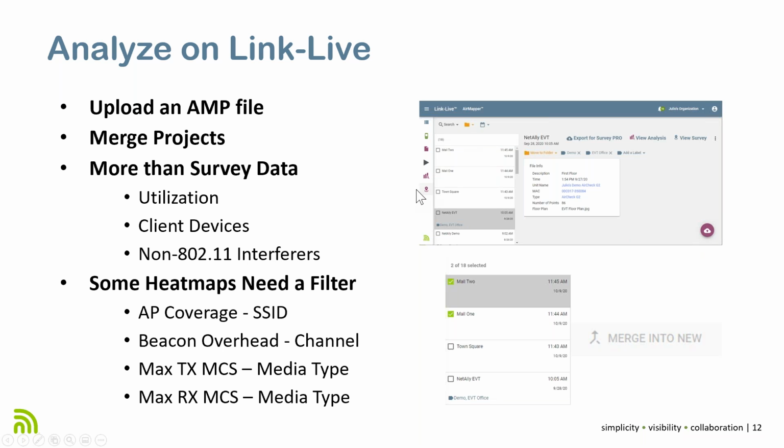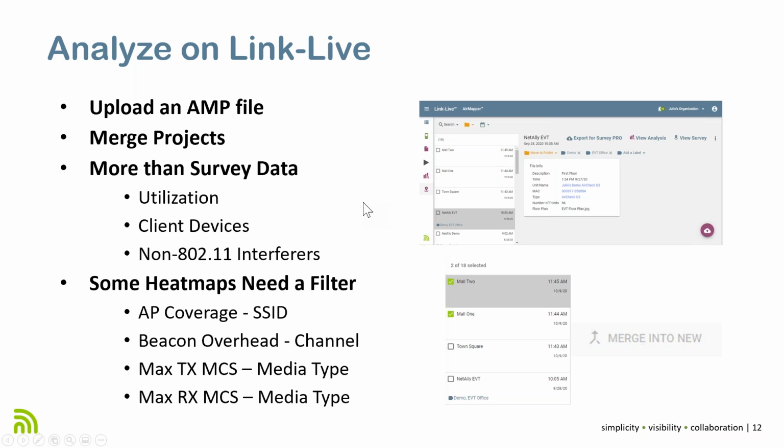So basically, when you go to AirMapper on Link Live, where you have the list of all your surveys, you'll see a new option here on the lower right that will allow you to upload an AMP or AirMapper project that was saved locally. And then that project will show up on your list of site surveys. So again, pretty new option. Another thing you may not know about, or maybe you knew, but you haven't tried it.